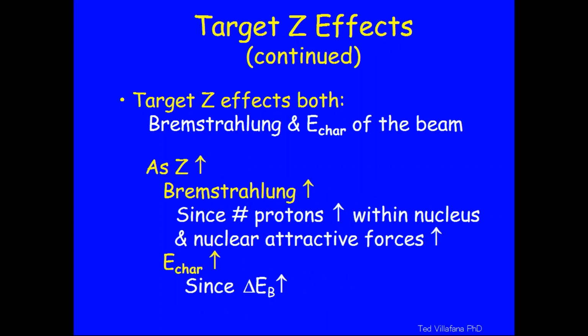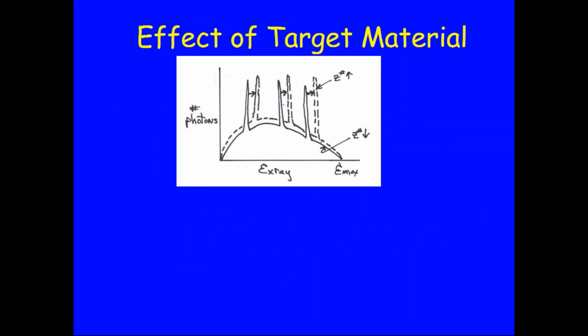And so when you change that target atomic number, you change the Bremsstrahlung distribution and the characteristic radiation energies. Specifically, as Z goes up, you have more protons in the nuclei that exert greater forces on the electrons. That affects not only the orbital binding energies, but how about the electron coming in at the target? More Z means a greater force on those incident electrons, and so you're going to affect the Bremsstrahlung distribution.